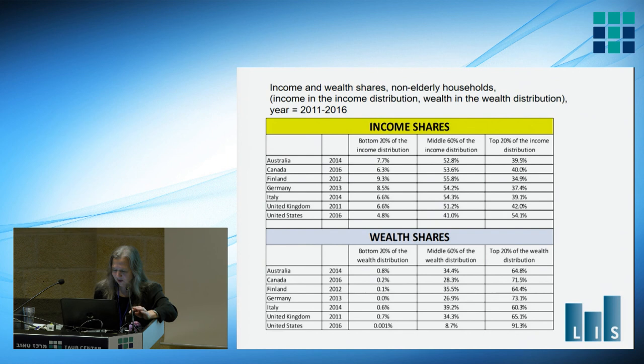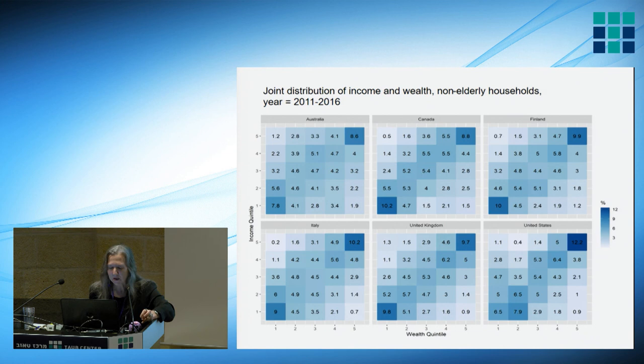This is a very interesting picture, just quickly. This is what we call a heat map. The same countries I just showed you, and this is showing the joint distribution of income and wealth. Across the bottom are the wealth quintiles, and across the vertical axis are the income quintiles. If it adds up to 100, and the deeper the color, the larger the number.